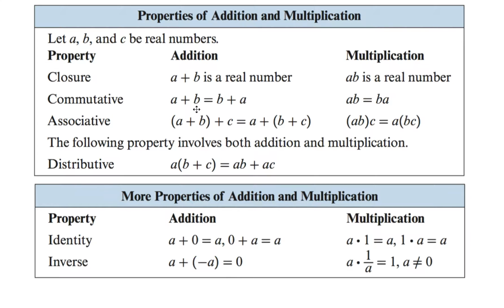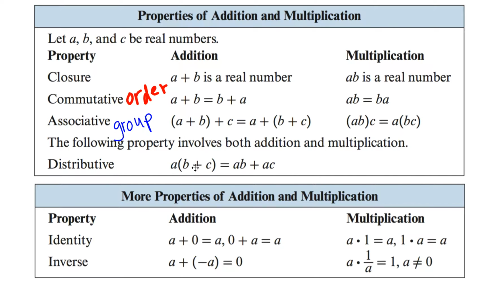The commutative property says that it doesn't matter what order you add or multiply numbers. So the commutative property deals with the order in which you add or multiply, and it doesn't matter what the order is. And then we have the associative property, which deals with grouping or associating. It doesn't matter which ones you group together. If you add a and b and then c, you'll get the same answer as if you add b and c and then a. Same thing with the multiplication of that. So that's the associative property.